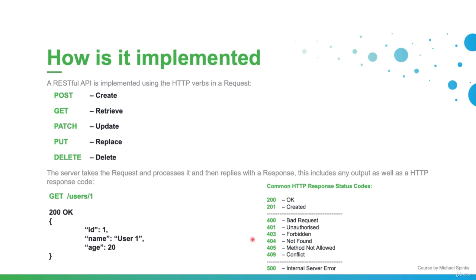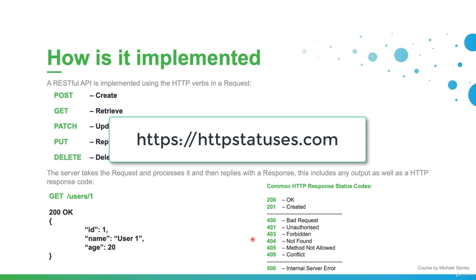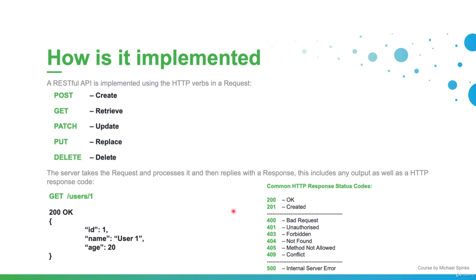There's a good website, and I've put it on screen now, for HTTP status codes. Have a look at this website and you'll be able to see a lot more detail about what each status code means. So 200 is used for OK. If you were creating a user by using the POST, create, then that should respond back if it was successful with a 201 response code.